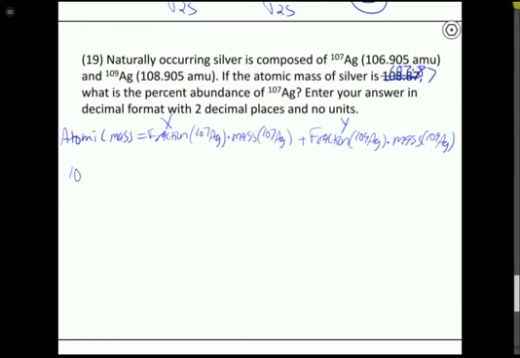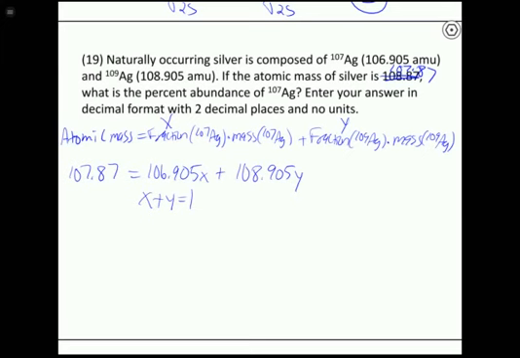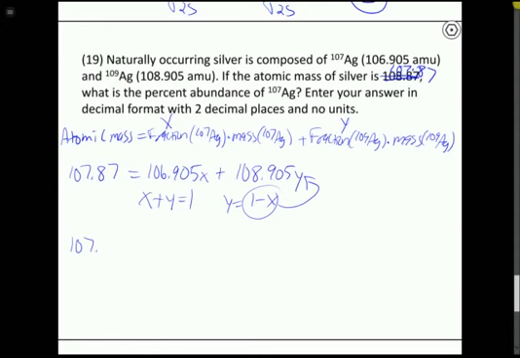Our atomic mass is 107.87, and that's going to equal the fraction of 107, which is x, times its mass. So we have 106.905x. And then the mass of 109 is 108.905, and that's going to be multiplied by y. And then the relationship between x and y, which are the 2 fractional abundances, is that x plus y equals 1. So the sum of all of the fractional abundances equals 1. And that means y equals 1 minus x. So we can substitute that back in for y and get a new equation that only has x. So we're solving for x, which is the abundance of 107 silver.